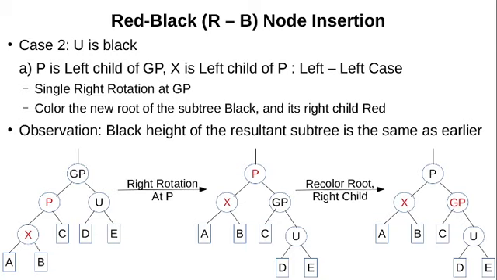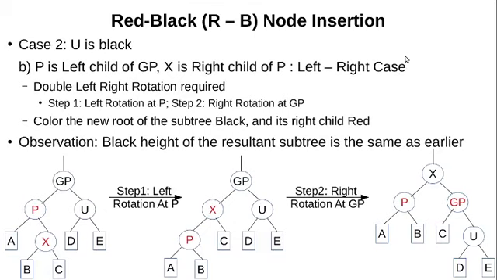Additionally, we have to do recoloring in the resultant tree. We color the new root of the subtree as black and we recolor its right child to red. The resultant tree is shown on the right. This recoloring removes the red violation and does not change the black height in the subtree.